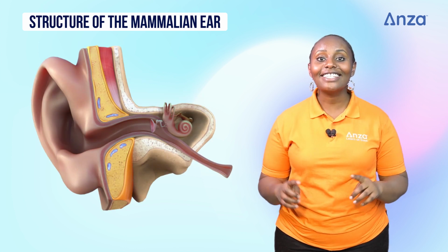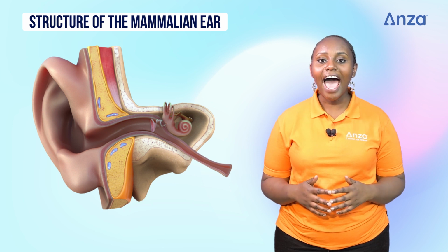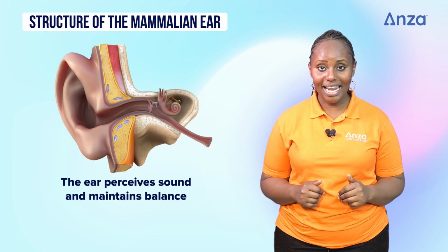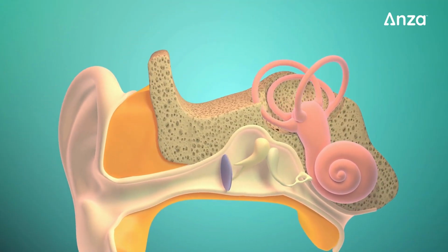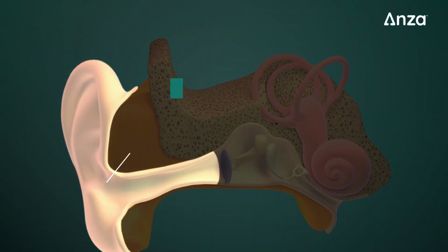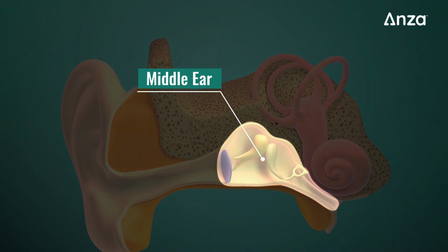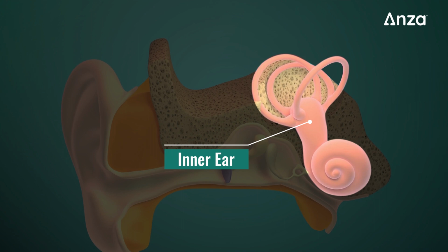The ear is a complex sense organ whose functions are to perceive sound and maintain balance. The structure of the ear consists of three parts: the outer, the middle, and the inner ear.